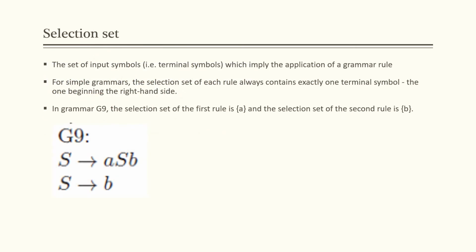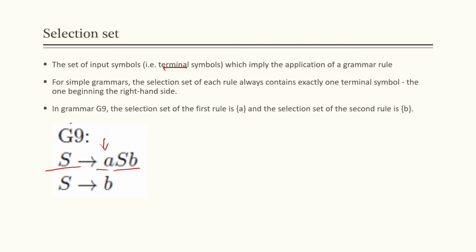Now we look into another term in a grammar that you need to understand, which is the selection set. So what is a selection set? The definition given is the set of input symbols, which are terminal symbols, which imply the application of grammar rules. What does it mean here? For a simple grammar, the selection set of each rule always contains exactly one terminal symbol, the one beginning the right hand side. So this is the left hand side, and the one beginning is the first element after the arrow.